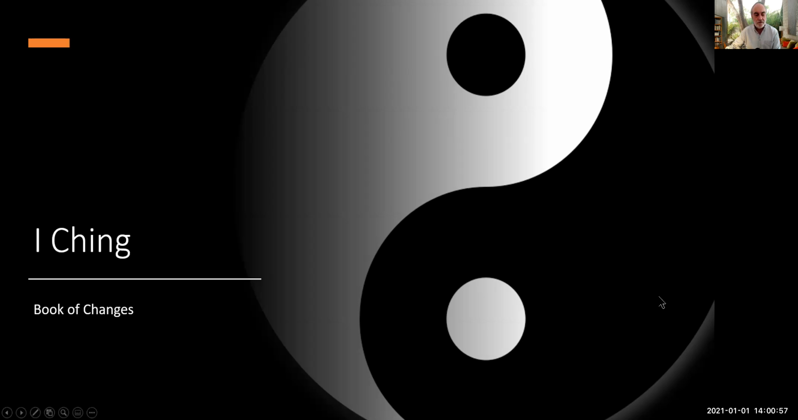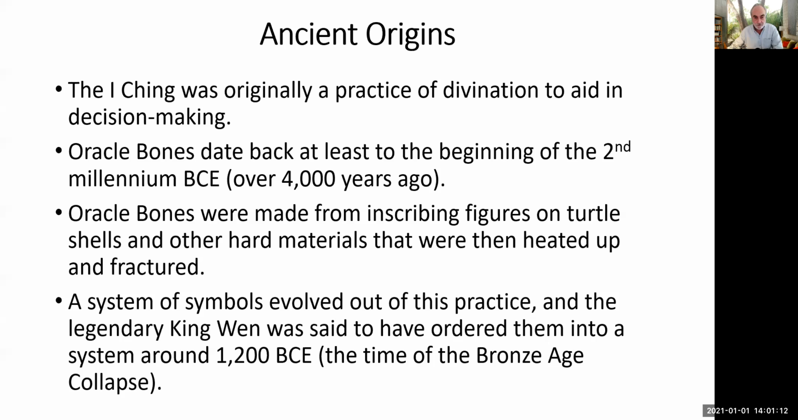So if you say, well, what's the I Ching? Is the I Ching Taoist? Is the I Ching Confucian? The I Ching's just the I Ching, and it predates all of those traditions, and it's one of the sources that informs those traditions. So let's look a little bit more then at these ancient origins of the I Ching. Originally a practice of divination.